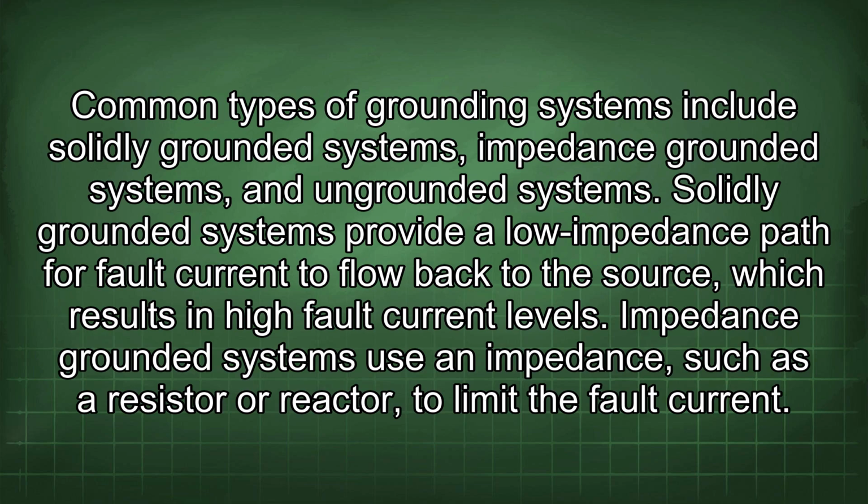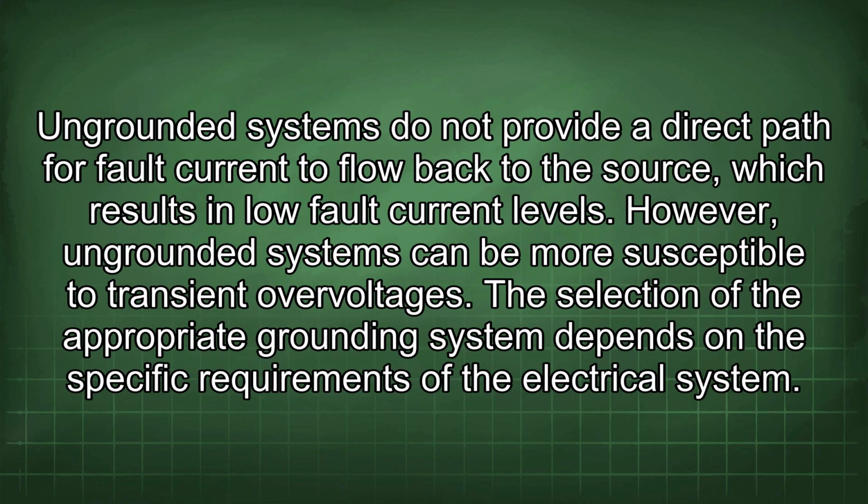Solidly grounded systems provide a low impedance path for fault current to flow back to the source, which results in high fault current levels. Impedance grounded systems use an impedance, such as a resistor or reactor, to limit the fault current. Ungrounded systems do not provide a direct path for fault current to flow back to the source, which results in low fault current levels. However, ungrounded systems can be more susceptible to transient overvoltages. The selection of the appropriate grounding system depends on the specific requirements of the electrical system.